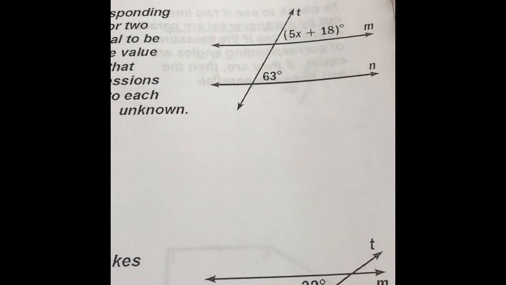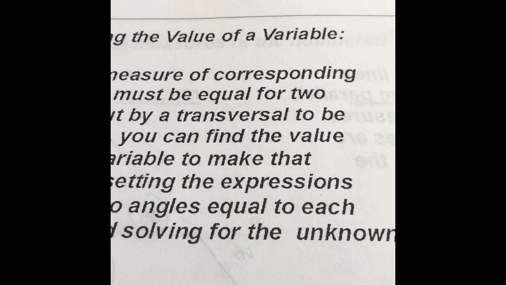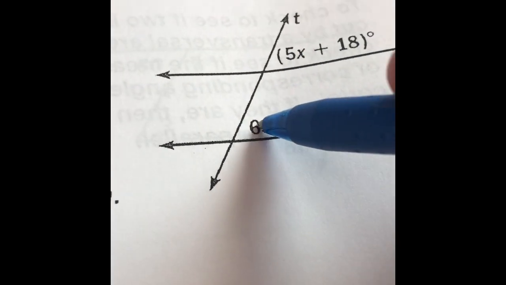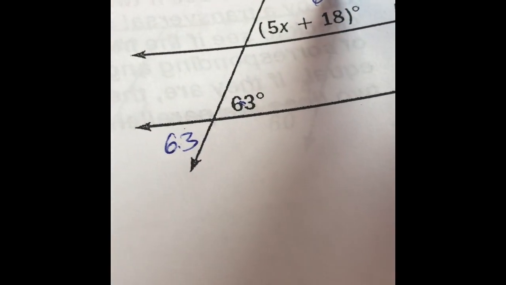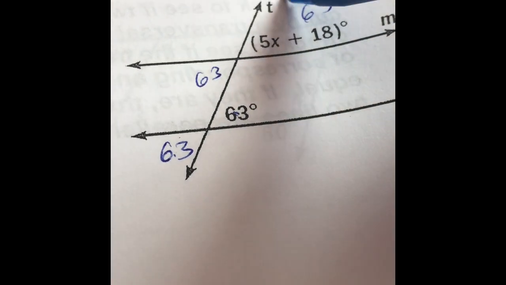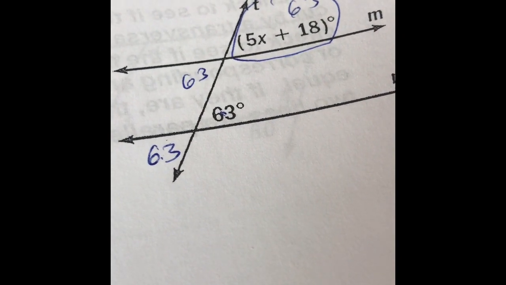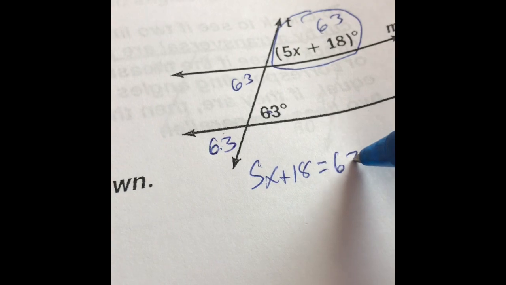All right, and let's just do these last two pages, and then we're done with today's lesson. We're going to solve for x now, okay? And in all of these questions, these lines are going to be parallel. So because these two lines are parallel, this is the best way to do this. Since this is 63 degrees, I'm going to fill in my numbers here. So that's 63, which means this is 63, which means this is 63. Now, what do we notice about these right here? 5x plus 18 is the same as 63 degrees, which means 5x plus 18 has to equal 63 degrees.